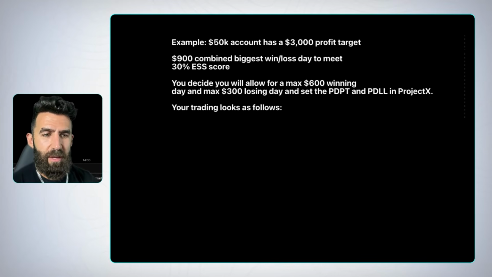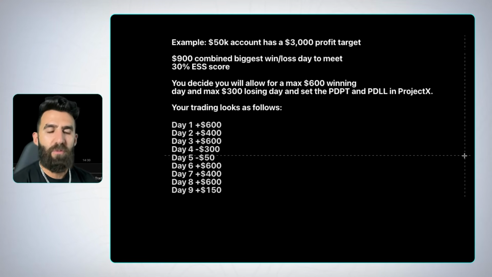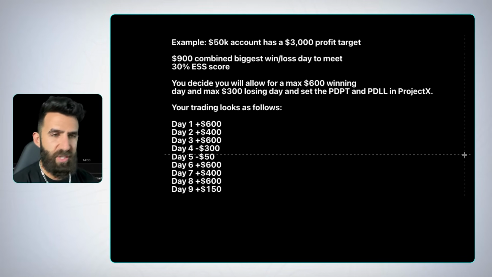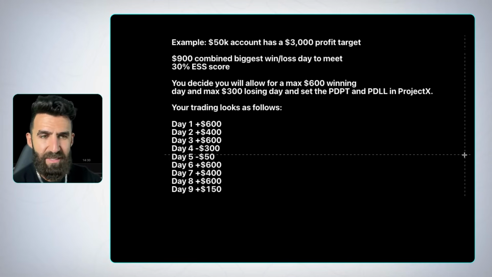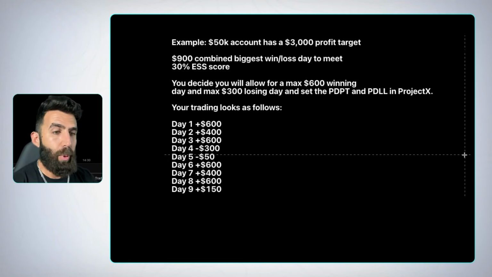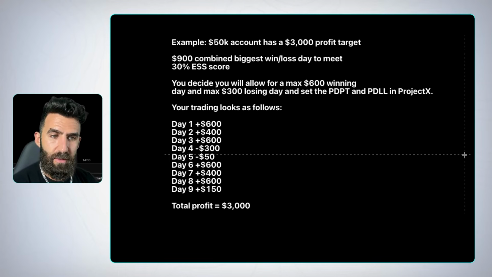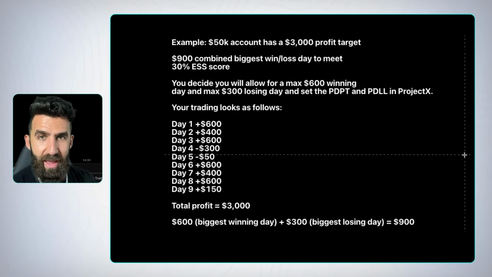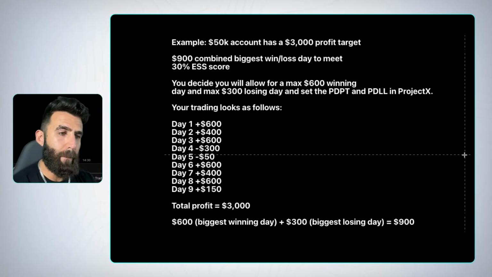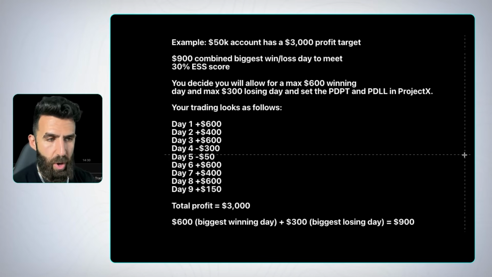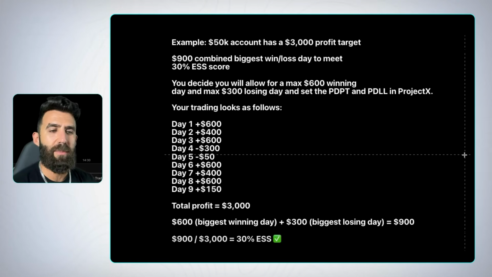Here's what your trading looks like. You trade towards that $3,000 profit, and you do well. $600 profit on day one, $400 profit on day two, $600 profit. You hit a DLL on day four, you lose $300, right? And it continues. You can see how this breaks down. You put up $3,000 in profit. Okay, now you go, okay, let me see if I met this. Well, your largest winning day is 600, check mark. Your biggest losing day is 300, check mark. $900, 900 divided by 3,000 keeps you at that 30% ESS.